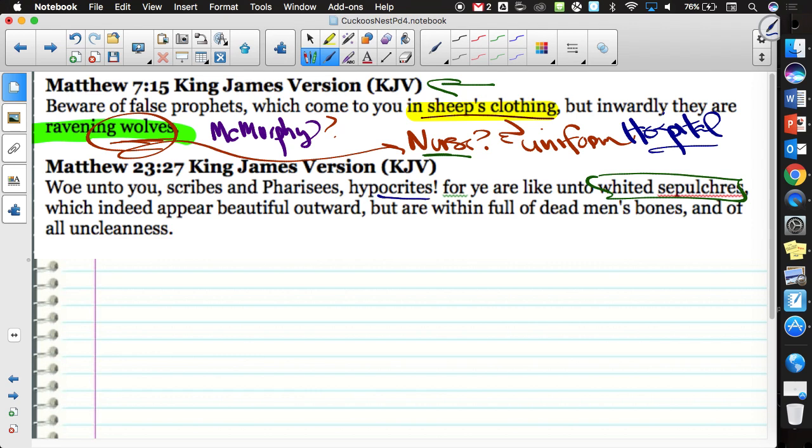Hypocrites, whited sepulcher. Also here, kind of like the nurse, beautiful outward. And also, quite often when it comes to the nurse, how do they describe her skin and all that kind of stuff? Harding will talk about her white porcelain, enamel, beautiful, dainty kind of skin, but she does wield a lot of power, full of dead men's bones.